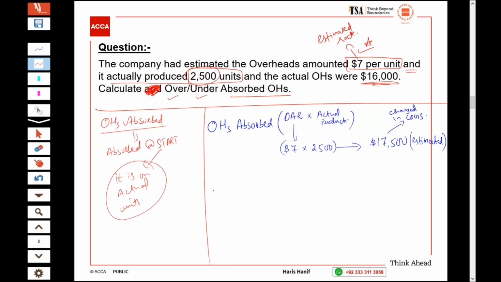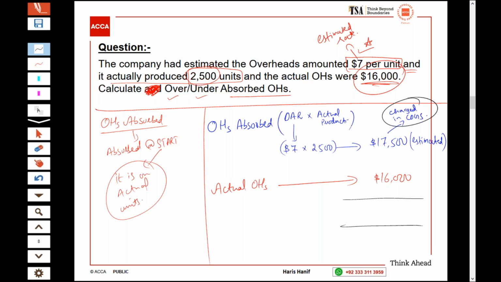Now when the period ends, actual overheads resulted $16,000. So what was the amount which you had already charged in COGS? That is $17,500, sorry. $17,500 is the amount which you had charged in the COGS based on your estimations. But when actual results came, it is 16,000. See, estimated higher and actual lower. That means you had already charged higher in COGS. The amount is 1500, and that is the over absorbed.